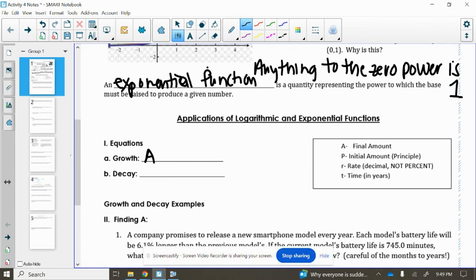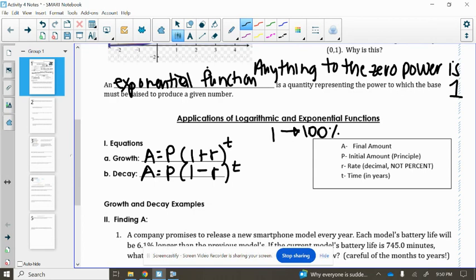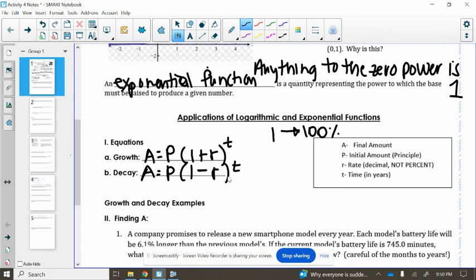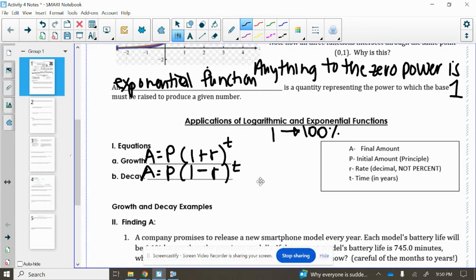So to find our amount, we start with a principal starting value, our initial amount. And then for growth, we take 1 plus an r value to the t. And then for a decay, we would subtract. So think about like 1 is representing 100%, right? And if we are growing something, we are retaining 100% plus something. If we are decaying, it would be the 100% minus.